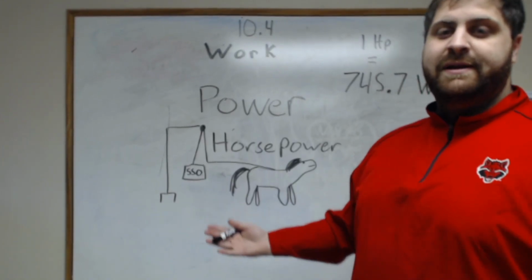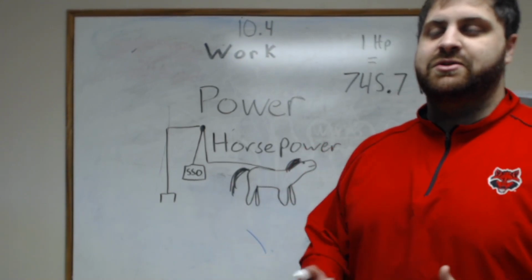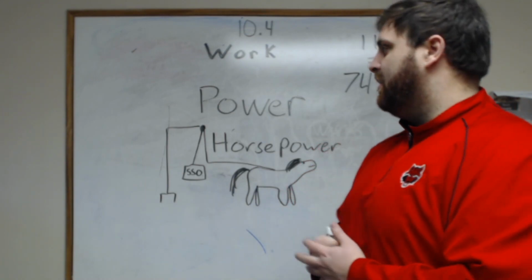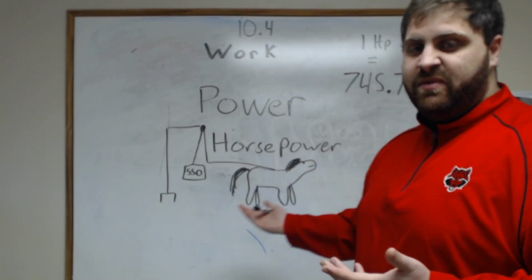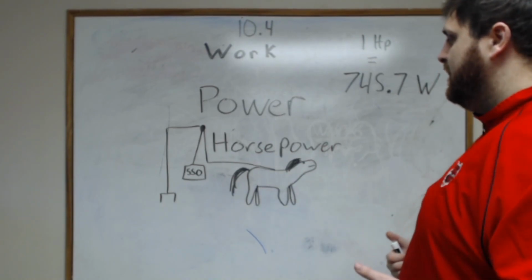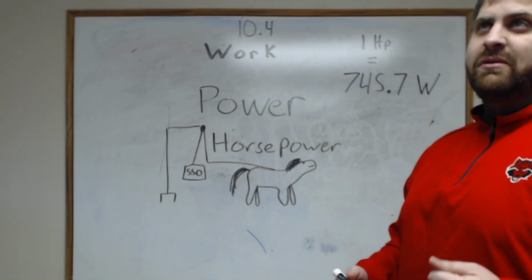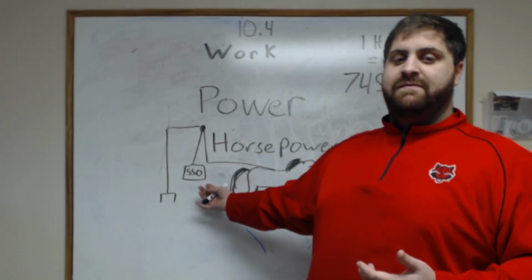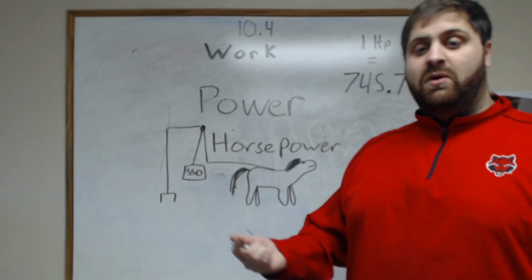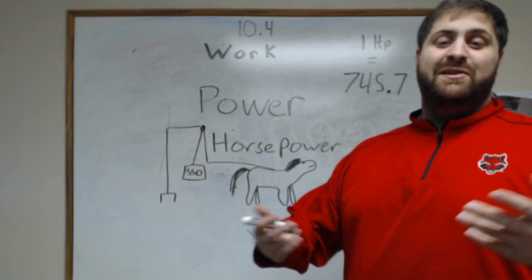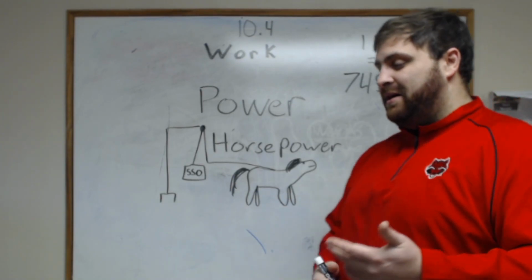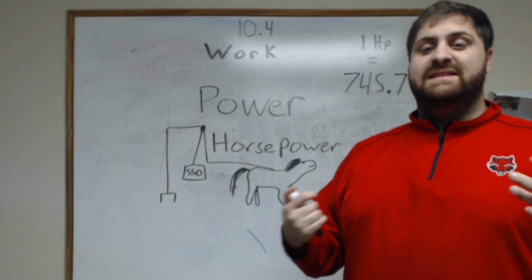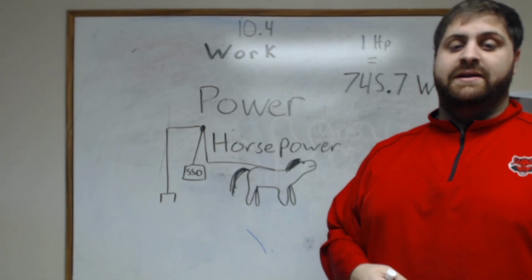Now, being complicated, Americans and a few other countries don't quite use the metric system, so we have our own unit for power, and you've probably heard it before. It's horsepower. Horsepower was originally defined as the ability of a horse to lift 550 pounds 1 foot in 1 second. That probably doesn't mean a lot to you, but in simpler terms, 1 horsepower is about 745.7 watts.